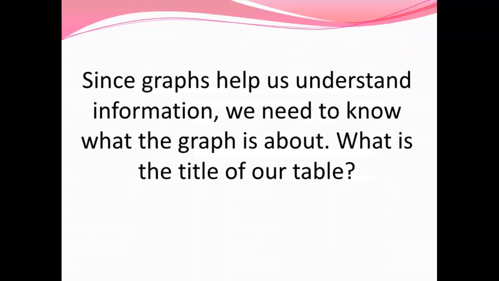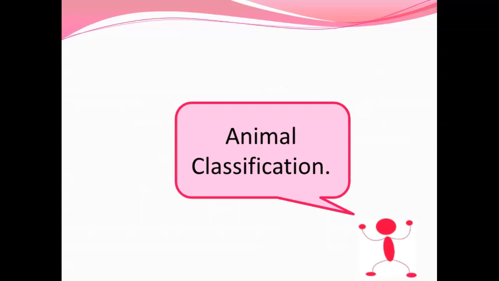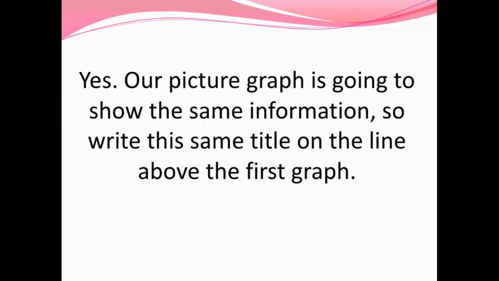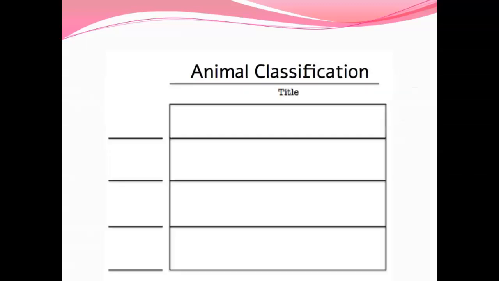Since graphs help us understand information, we need to know what the graph is about. So we talked about using the same data from yesterday, so what do you think the title of our graph can be called? Pause to think about it, press play when you're ready. We're going to call it animal classification, just like what we called our chart yesterday. So yes, our picture graph is going to have the same information, so let's write the same title on the line above the graph. So now just on the top of the graph right here, please write animal classification.